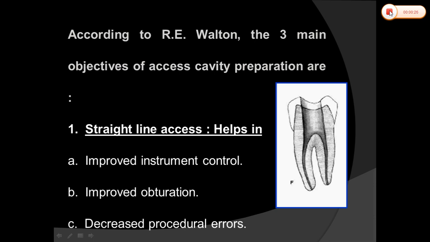To locate all root canal orifices. To achieve straight or direct line access to the apical foramen or to the initial curvature of the canal. The last one is to establish restorative margins to minimize marginal leakage of the restored tooth.